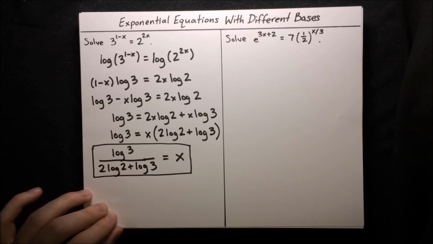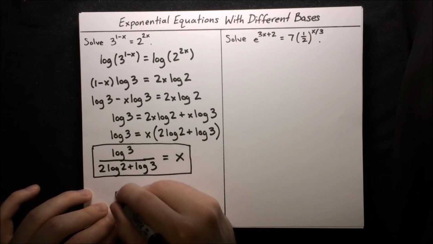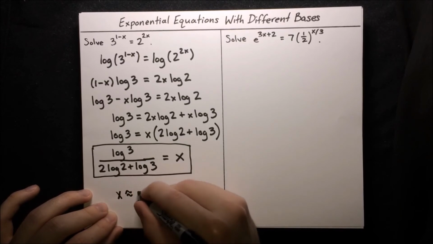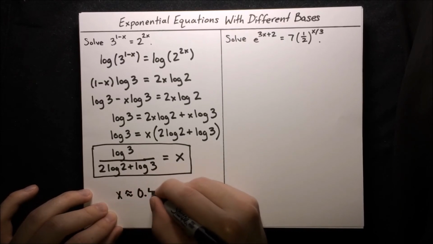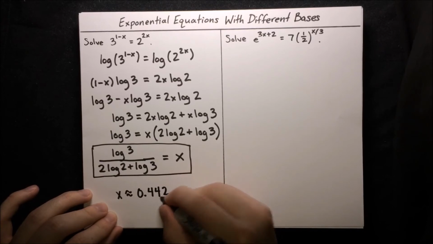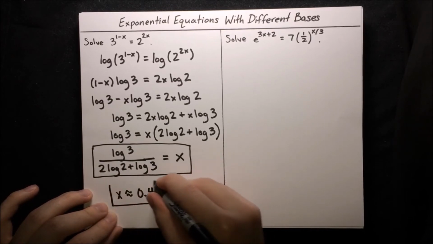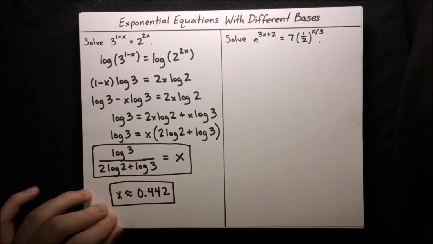We can also punch this into our calculator to get an approximate solution. And when we do that, we get x is approximately 0.442. Alright, on to the next problem.